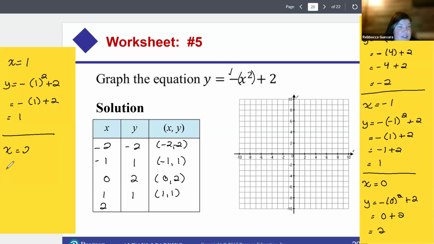And when x is 2, we're going to have y is equal to the negative, and then it's the 2 that is being squared plus 2. So that's going to be -4 plus 2, or -2.